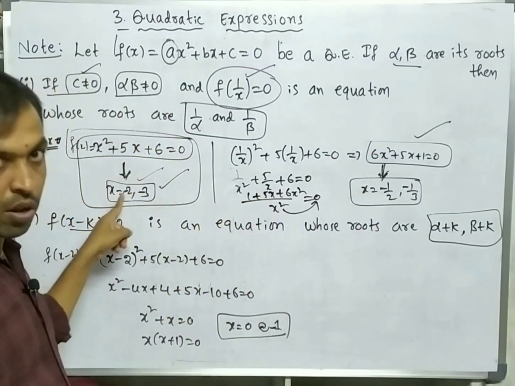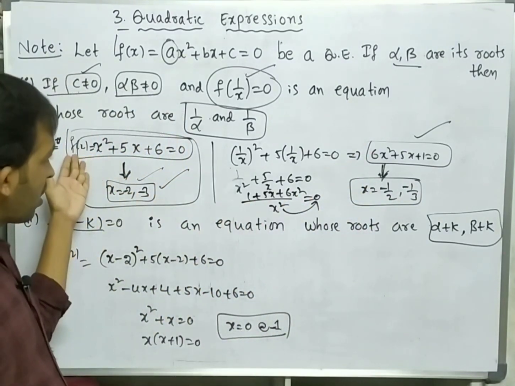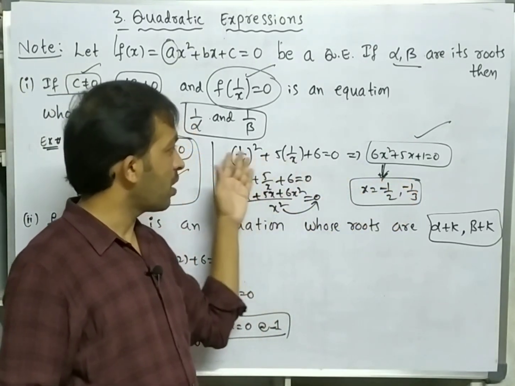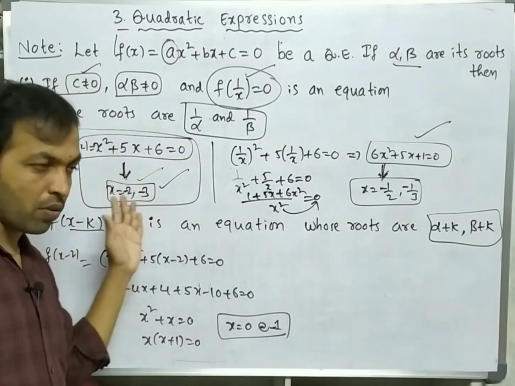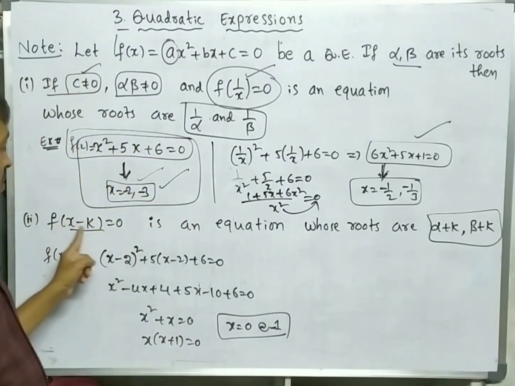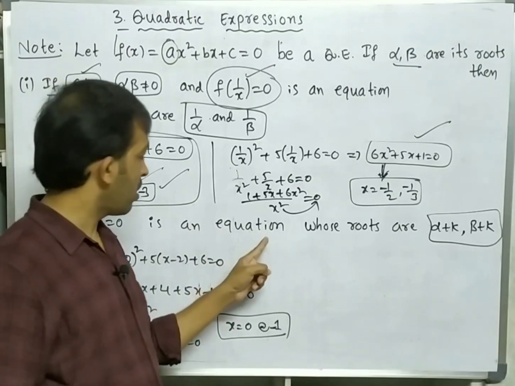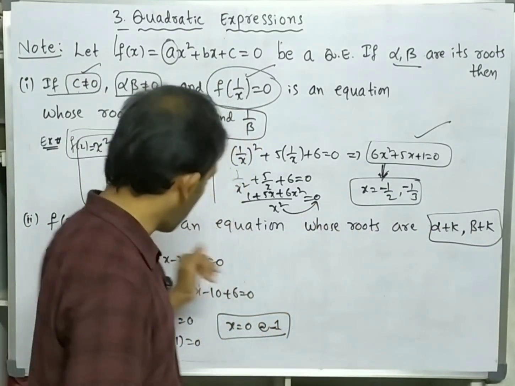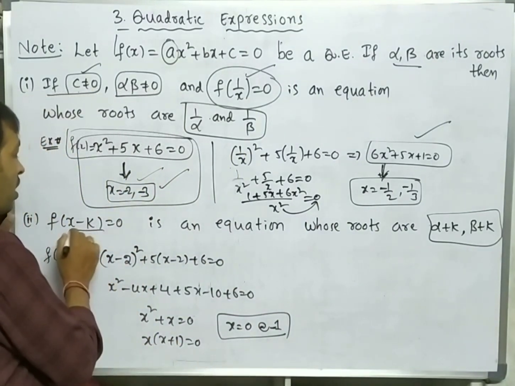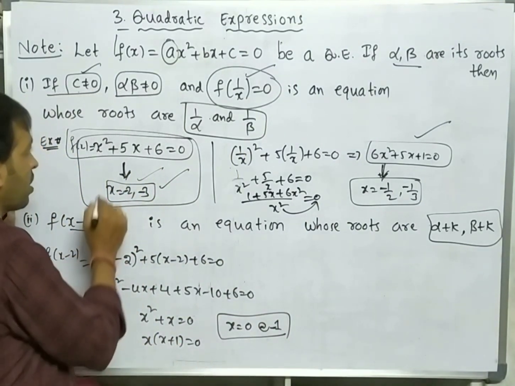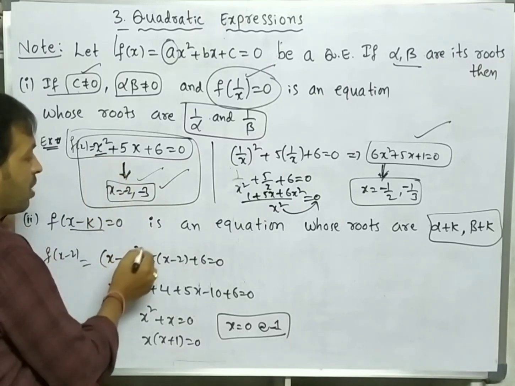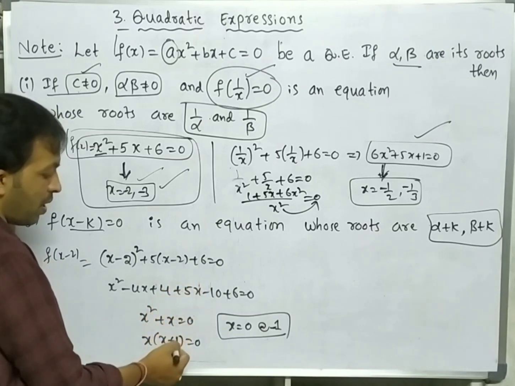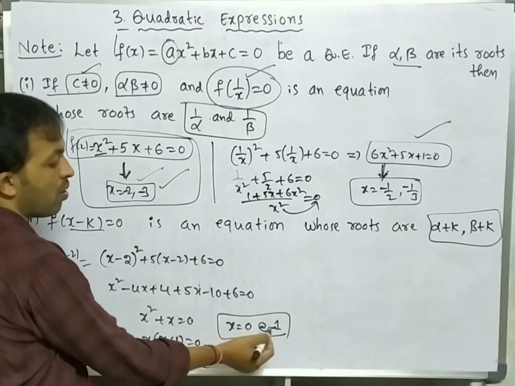So if minus 2, minus 3 are the roots of f of x equal to 0, then minus 1 by 2, minus 1 by 3 are the roots of f of 1 by x equal to 0. In a similar way, f of x minus k equal to 0 is an equation whose roots are alpha plus k and beta plus k. Taking k equal to 2, f of x minus 2 is the same equation: x minus 2 whole square plus 5 into x minus 2 plus 6 equal to 0. After simplification you get two roots, 0 and minus 1.